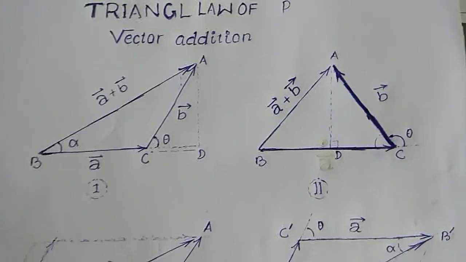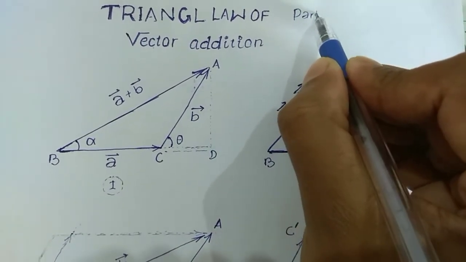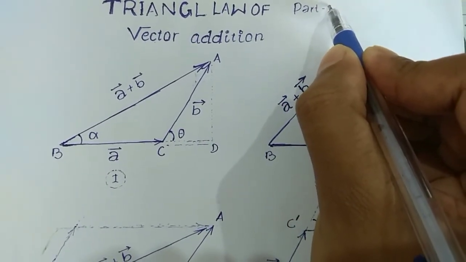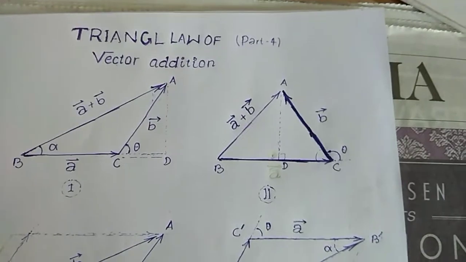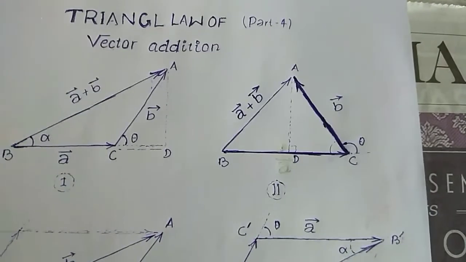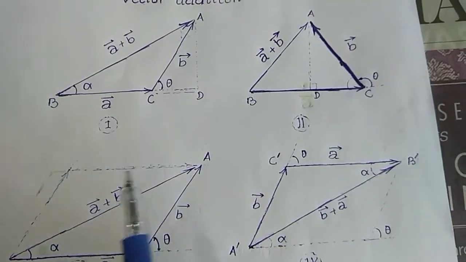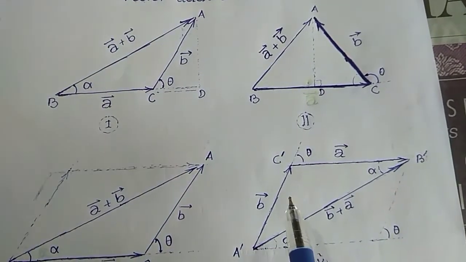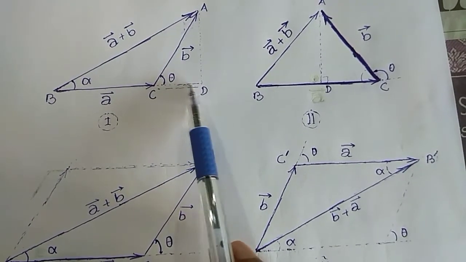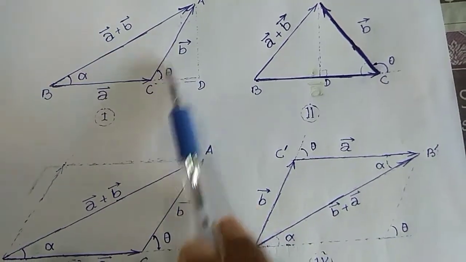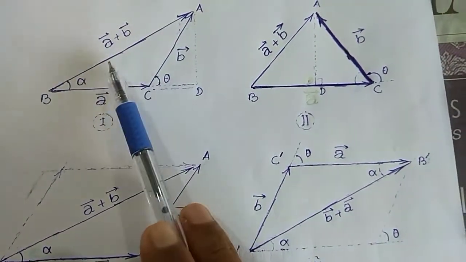Here we are discussing the triangle law of vector addition. Lecture 4. Here I already drew four figures. In all four figures, figure 1, 2, 3 and 4. In figure 1, A and B are added, so the resultant is given by the third side, A plus B.